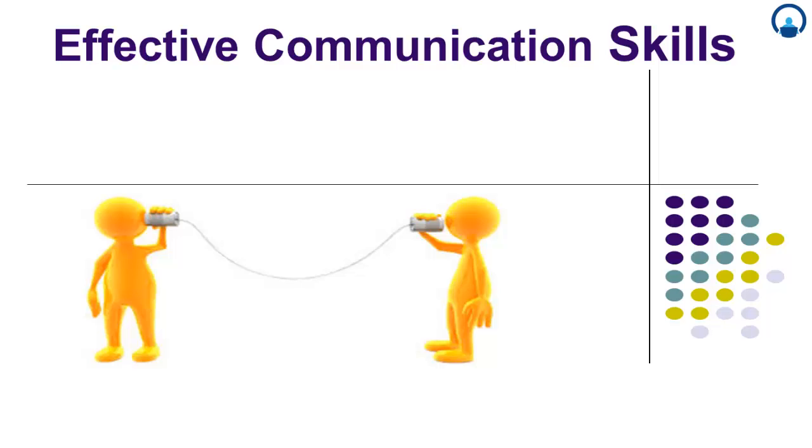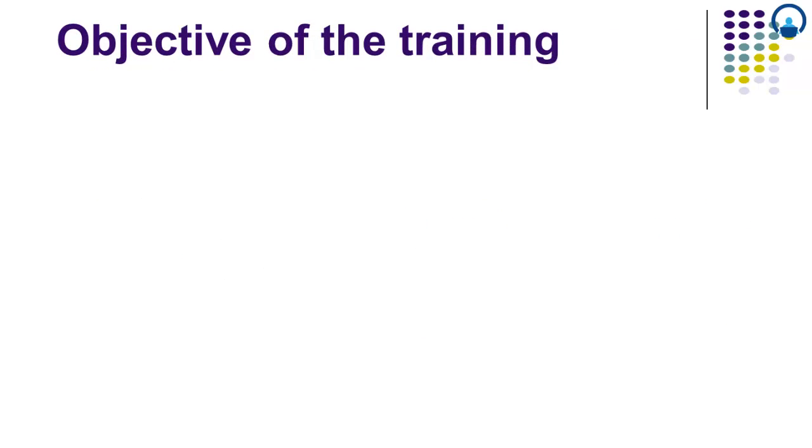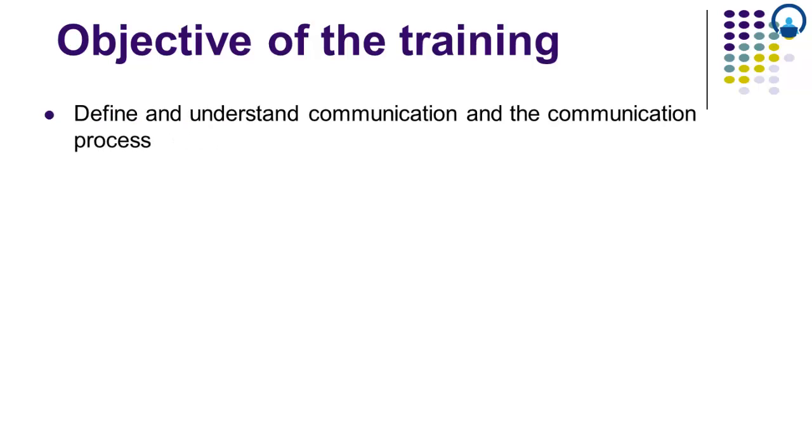Communication is very important. The objective of our training on effective communication skills is mainly, we'll first understand what communication exactly is for us, what comes to our mind when we think about the word communication. Also, the process. Communication can be considered a process because in communication, more than one person is involved. So, it can take place between two people or more than two people.